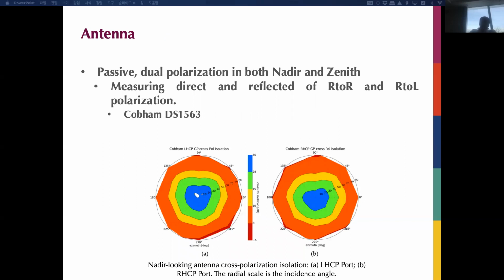I said in the beginning of the presentation that the reflected signal changes its polarization from right-hand circular to left-hand circular. But in our project, we will measure the reflected signal in both right-hand and left-hand circular polarization. So we used the dual polarization antenna, having the property in both directions. Here is the antenna property.